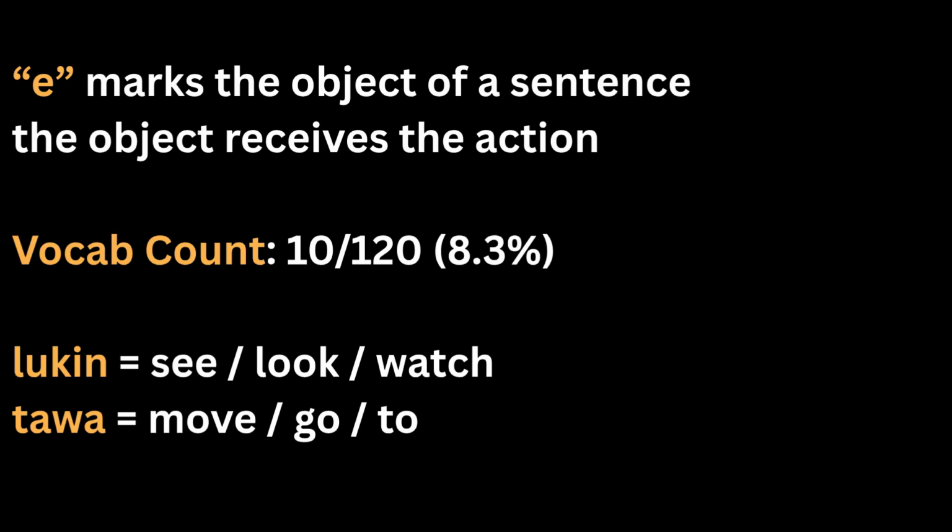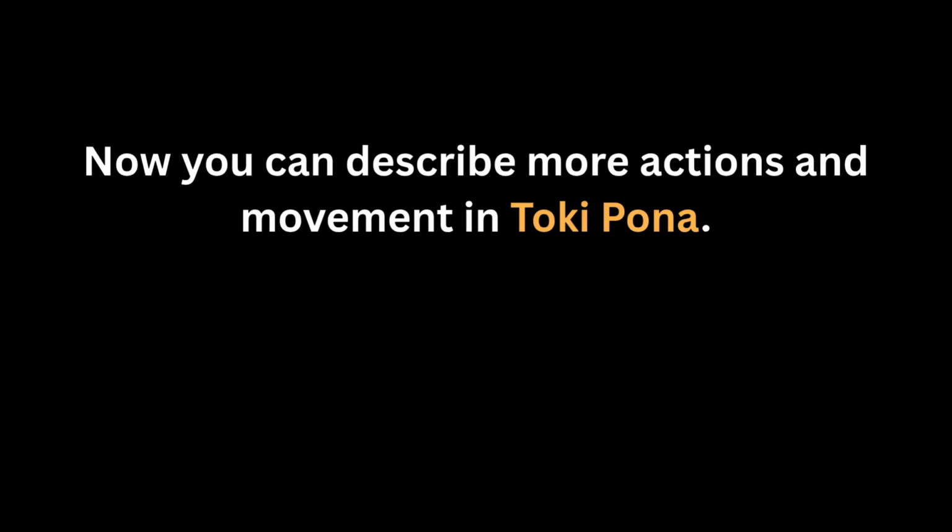Let's recap. E marks the object of a sentence and the object receives the action. And you learned two new words, lukin and tawa. Lukin means see, look, or watch, and tawa means move, go, or to. Now you can describe more actions and movement in Toki Pona.